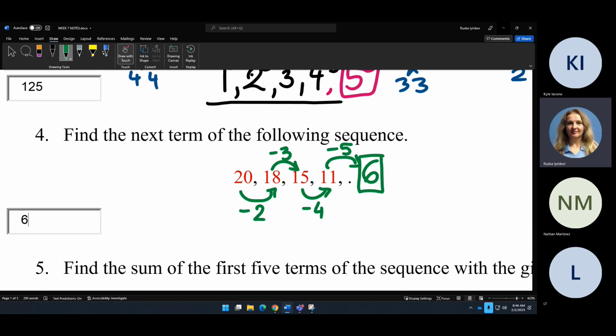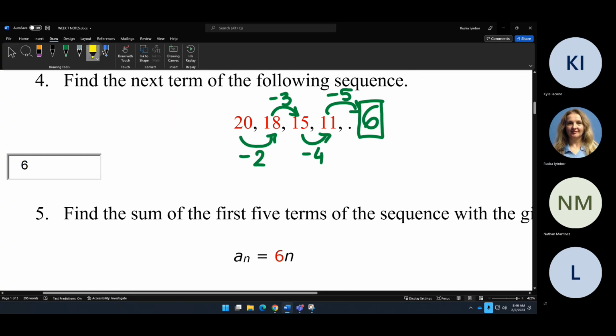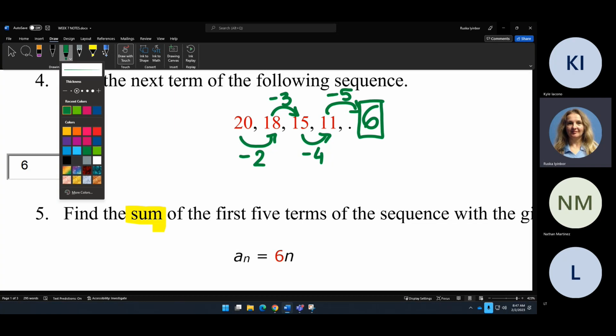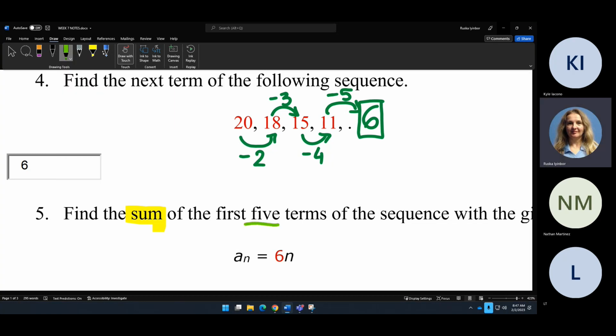Find a pattern in the numbers. Now, the next few questions are about finding the sum. Again, we have a pattern here, but they give us the formula. They give us the pattern. And what you need to do is find the sum of the first 5 terms. You can do this in the calculator, but first I'm going to show you how to do it without, so you can get the idea of what's going on.